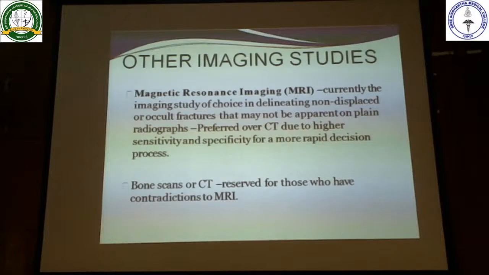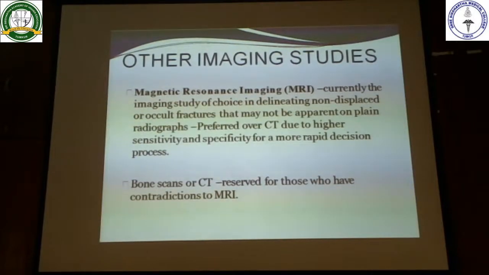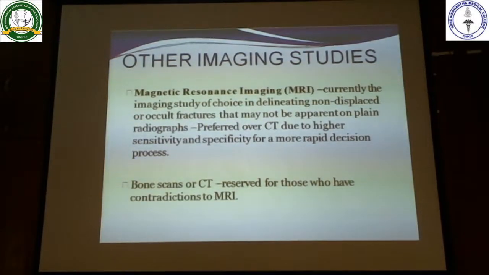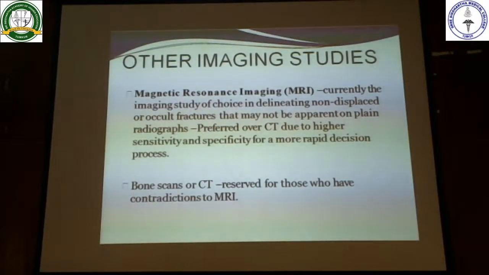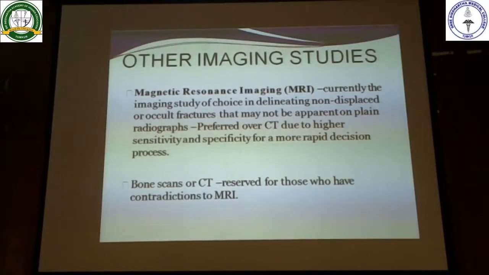Then what about CT scan and MRI? Again, just like before in other fractures, in some specific cases you need to go for further investigations. Usually MRI is the choice here compared to CT, especially in IT fracture, because it helps in delineating non-displaced or occult fractures that may not be apparent on plain radiographs. So where you are suspecting a fracture but it's not very clear on the X-ray, there you need to go for CT scan and MRI, but specifically MRI is preferred here because of the higher sensitivity and specificity for a more rapid decision process.